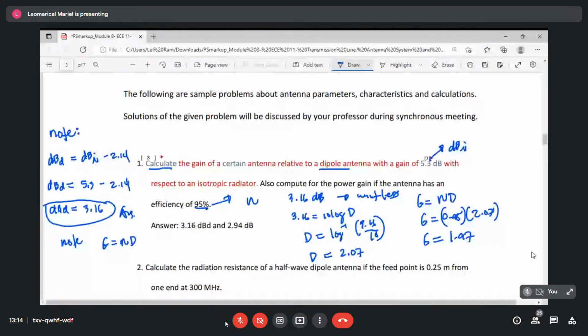So you need to convert G in dB, which equals 10 log of 1.97. So how much is that? Ten log of 1.97 is 2.94. Okay, are you sure that this is 2.07?